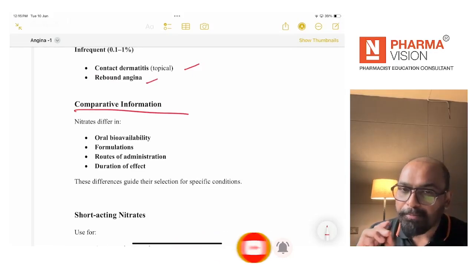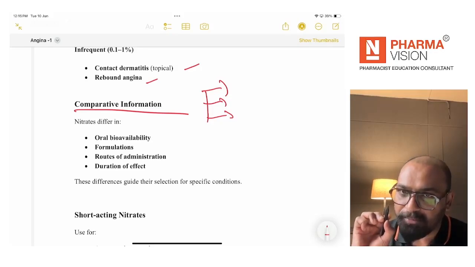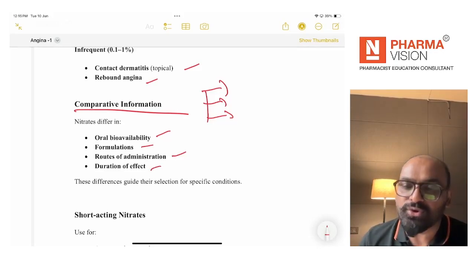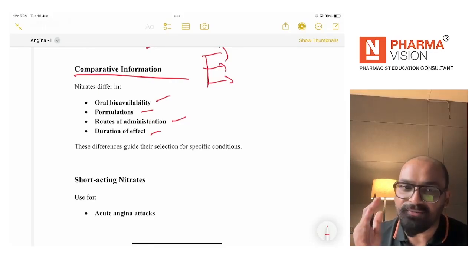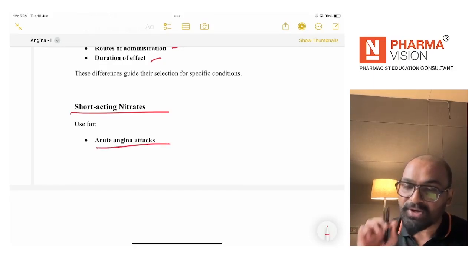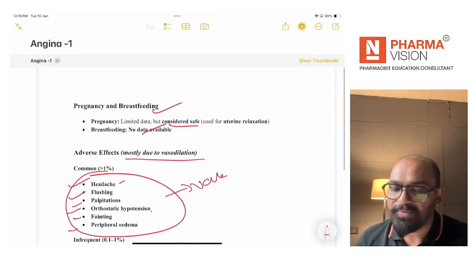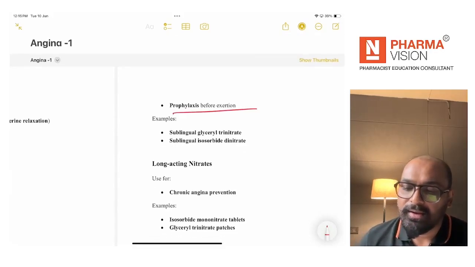Okay, compare 3 different types of nitrates based upon these 4 different points. One is oral bioavailability, second is formulations, then route of administration, and duration of action. This difference guides the selection of the medication for appropriate use. Short-acting nitrates, what are the 2 different use cases? One is the acute angina attack. When the patient is experiencing an angina attack, at this point of time we can give short-acting nitrates, or we can give them before exercise. Okay, or prophylaxis before exertion.